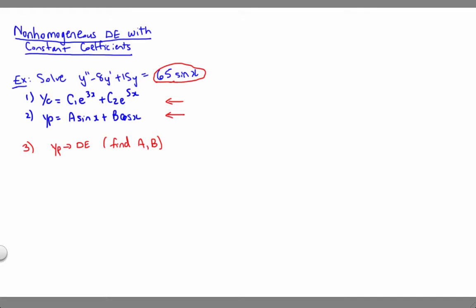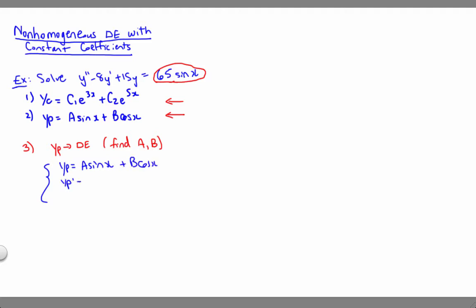In step 3, we're going to plug our particular solution yp into the DE. And in doing this, we are trying to find the values of these numbers a and b that are the coefficients of our particular solution. So before we can put yp into the DE, we need to know what its derivatives look like. So I'm going to recopy yp.